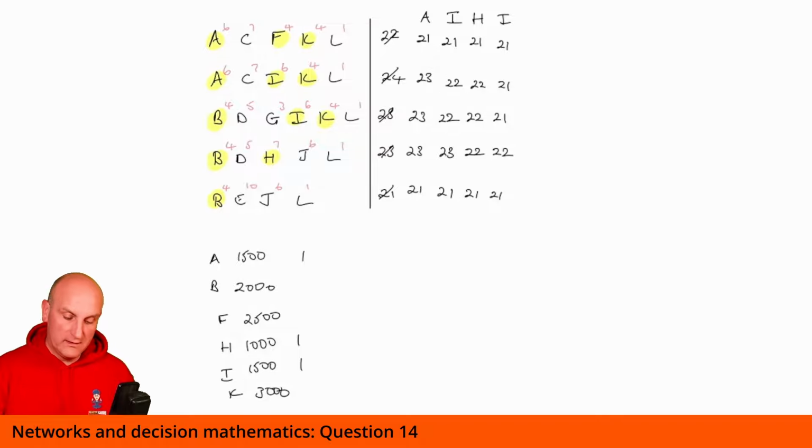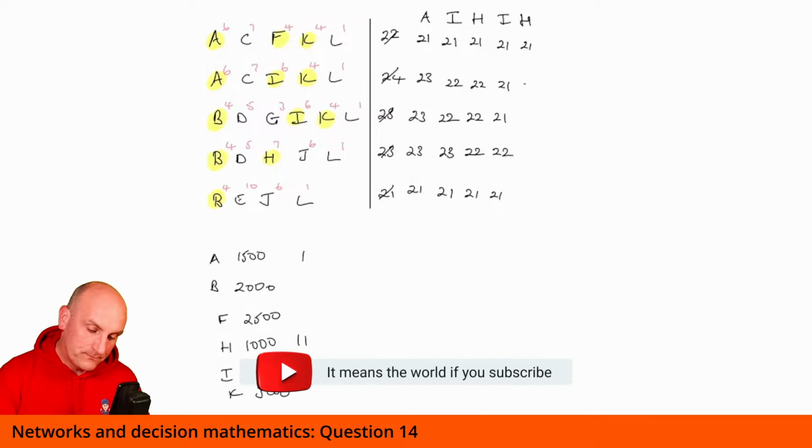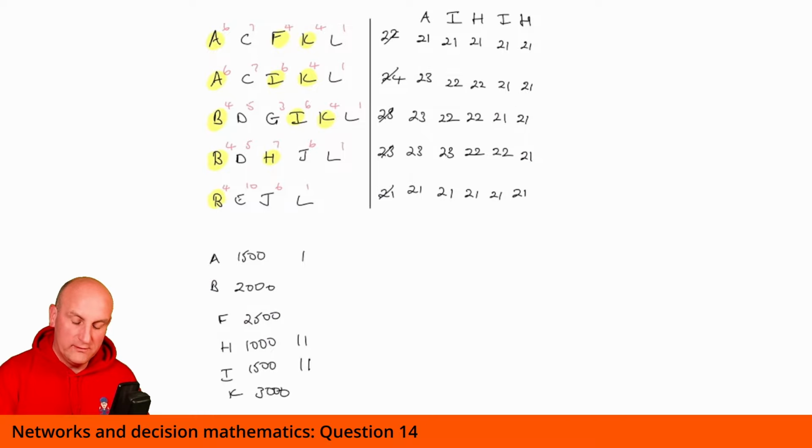And then I can bring down another H. So I got A, and I got another I, and I got another H. Now, basically, I've exhausted my I's and H's now. So it becomes 21, 21, 21, 21, and 21. Ka-ching. Yay!